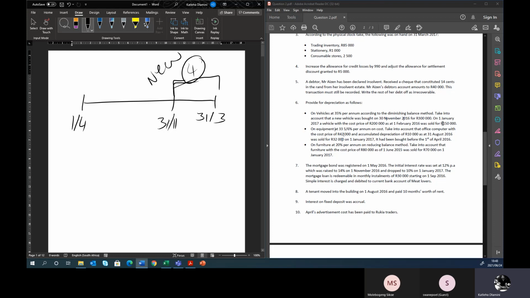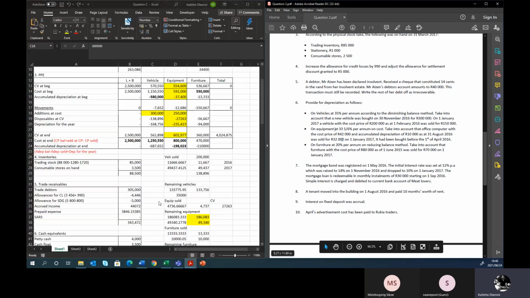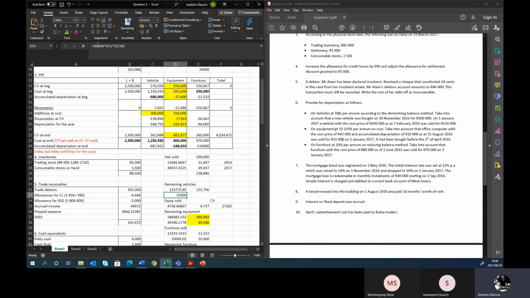And then let me see. On the 1st of January 2017, a vehicle with a cost price of 200. Okay, I'll get to that one just now. So this one, we're going to calculate depreciation of 4 months. So depreciation of 4 months coming up, and our percentage is 35%. So vehicles, this one. So 300,000 multiplied by 4 over 12 multiplied by 35% will give us 35,000.